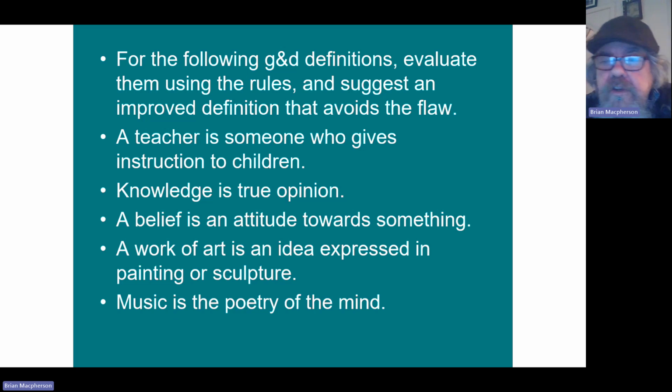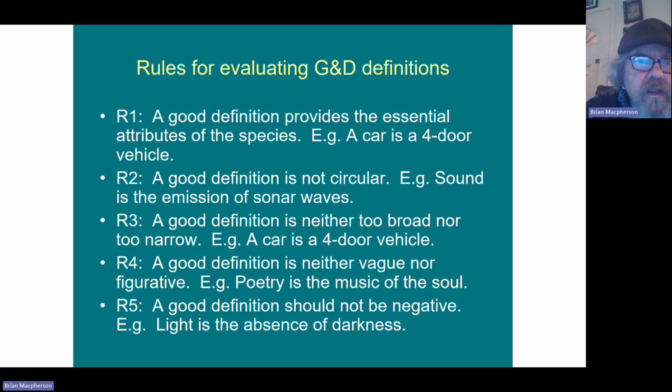So, for example, I teach university. I don't teach children, yet I'm still a teacher. So clearly, teaching children is too specific. In addition, teaching children is inessential because you can be a teacher and still not teach children. So it commits 2 flaws. The first flaw is that it doesn't specify the essential attributes of the term. And it is also too narrow, because you can be a teacher without teaching children.